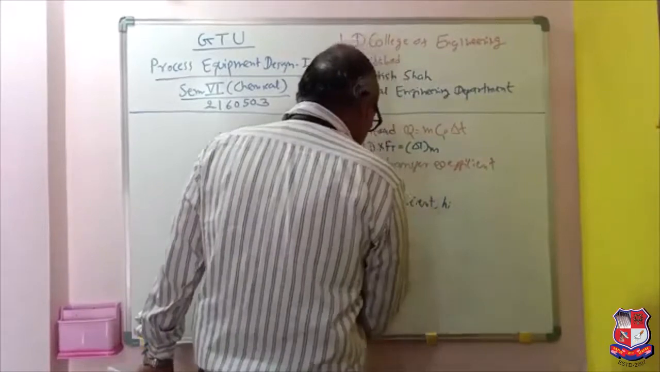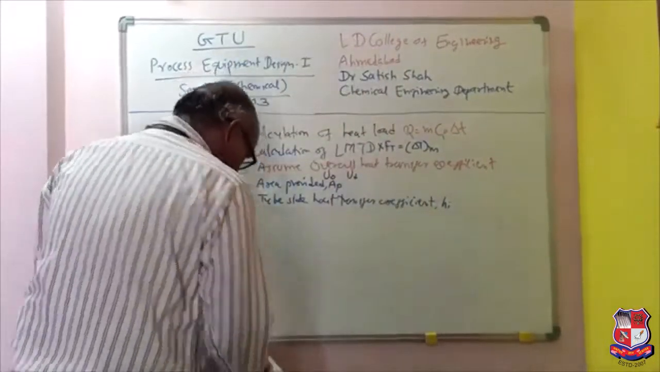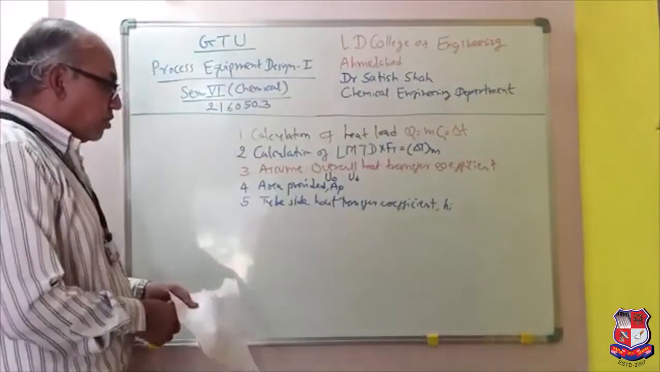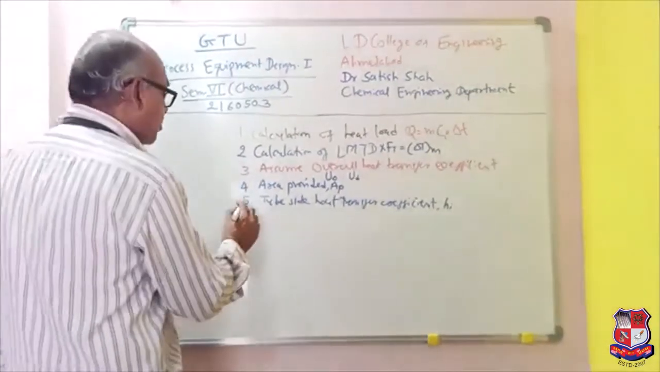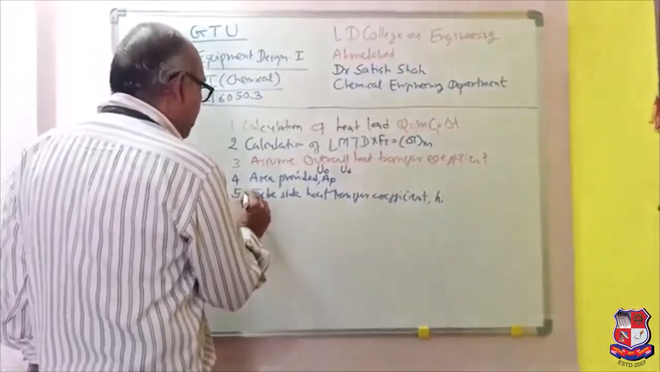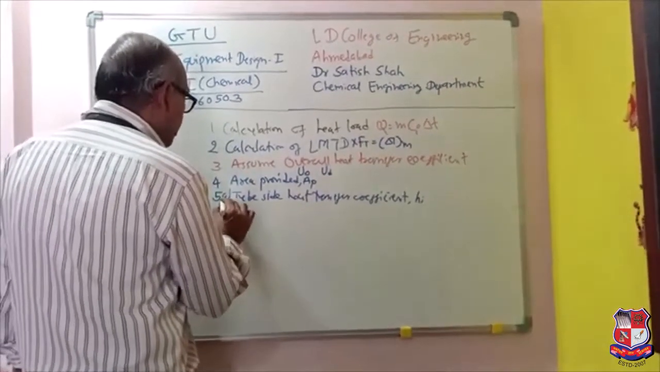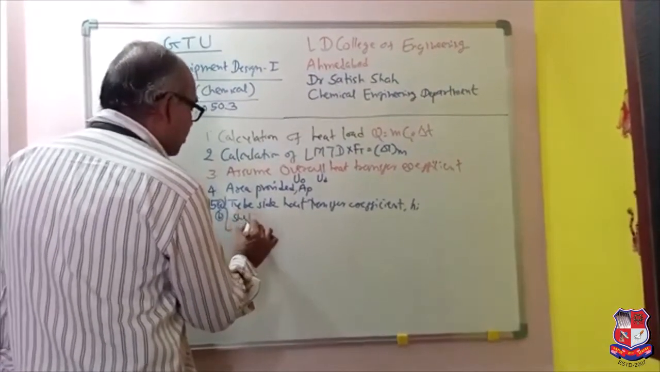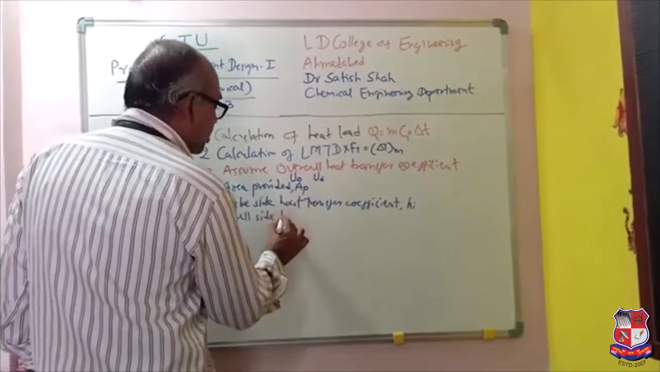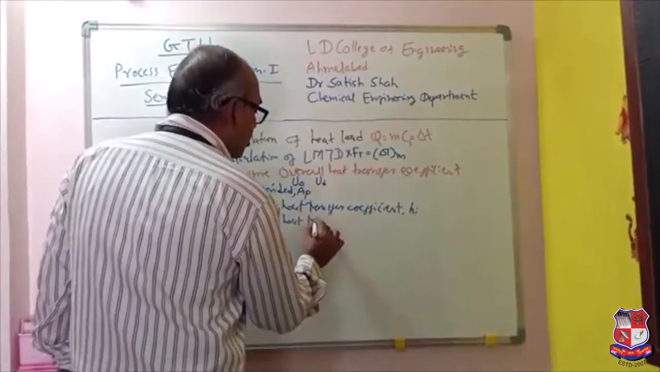Now let us discuss the next step, that is the calculation of shell side heat transfer coefficient. So even I can divide this part 5 into 2 parts, A and B. This B will be shell side heat transfer coefficient.